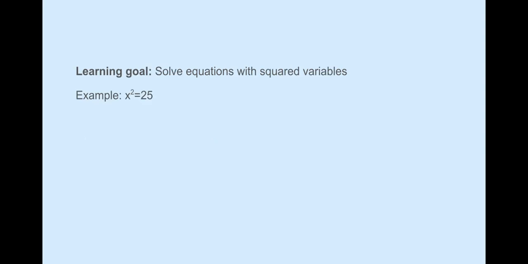Your learning goal for this lesson is to solve equations with squared variables. For example, x squared equals 25. You can see on the left side here, the variable is squared. That's the type of equation we're going to solve in this lesson.